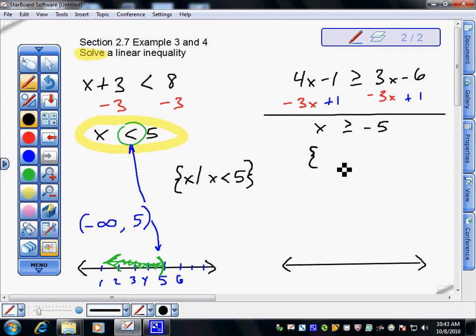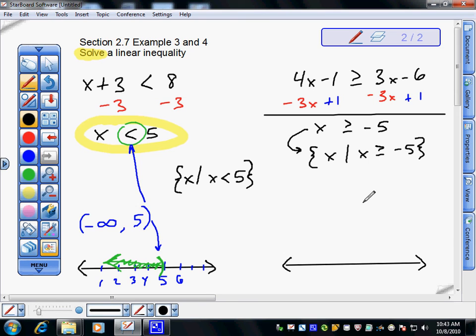Let's go ahead and do the solution set right now. It is that simple. Do not make this step going from here to here difficult. You've already solved it. You've said pick an x, any x, as long as it's greater than or equal to negative 5. It's the set of all x's such that this condition is met. And that condition is x must be greater than or equal to negative 5.